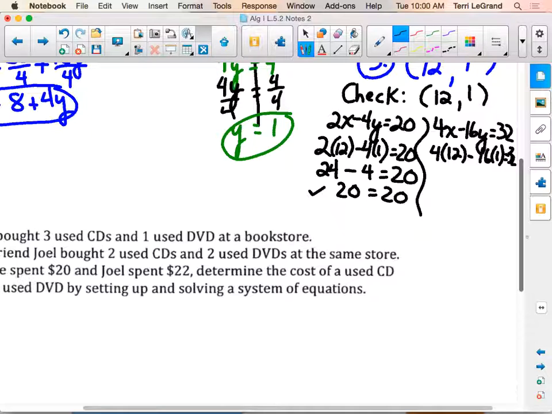4 times 12 is? 48. 16 times 1 is 16. 48 take away 16. 32. Is that legitimately so, or because we want it to be? It's legitimately that, okay. So we can say it checks out.